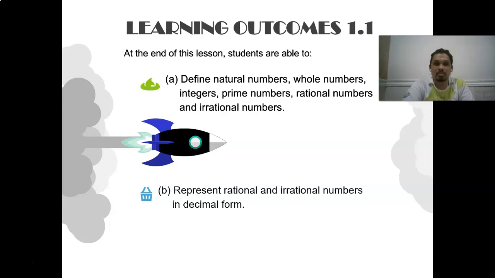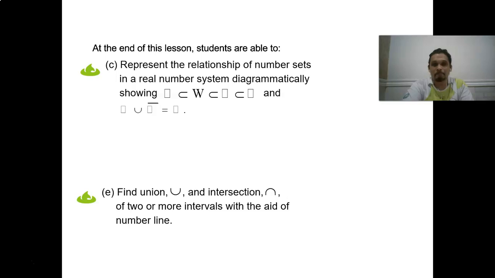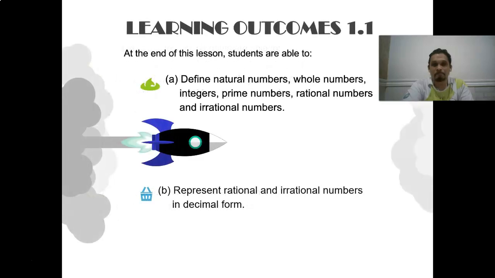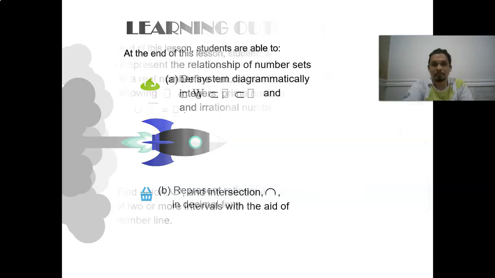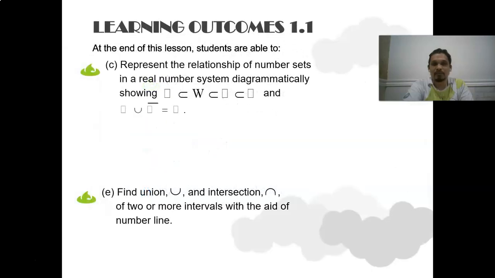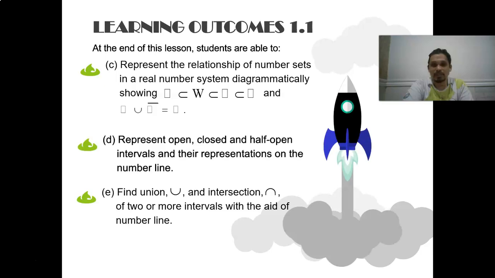These are all the definitions of numbers. We define the natural, whole numbers, integers, prime numbers, rational, and irrational numbers. There's also part B, then: represent rational and irrational numbers in decimal form. So please refer to your lecture notes, and you may complete the notes for your own reference.